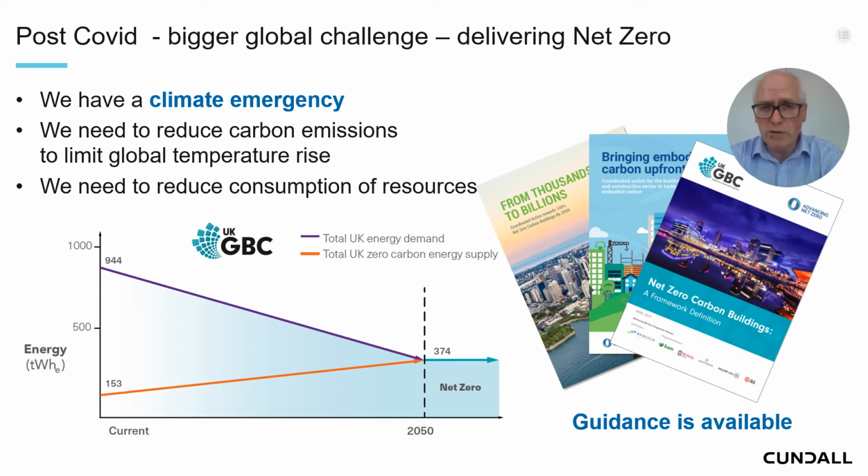We need to reduce our carbon emissions. We need to limit global temperature rise because of the impact it's going to have on climate, our habitats and biodiversity, and we need to reduce our consumption of resources. The graph on the bottom left indicates how we can increase our renewable energy production going forward towards 2050, and how we must reduce our energy consumption to match this. This is what net zero is. It's not using no energy. It's actually making a balance between what we can sustainably generate and what we use.